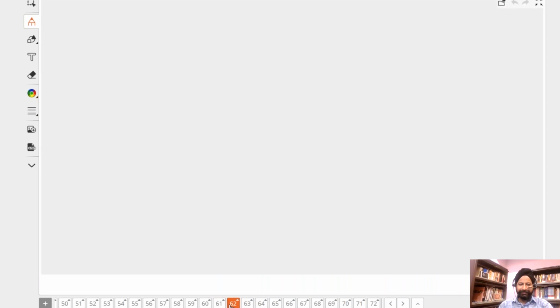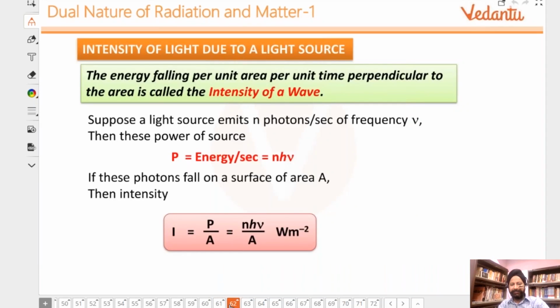Theek hai. So this is this slide, just take your time. N photons every second, right? So that is the power, N h nu every second divided by area. You will be using these formulae. We will do questions in tomorrow's class. Got to understand this completely.